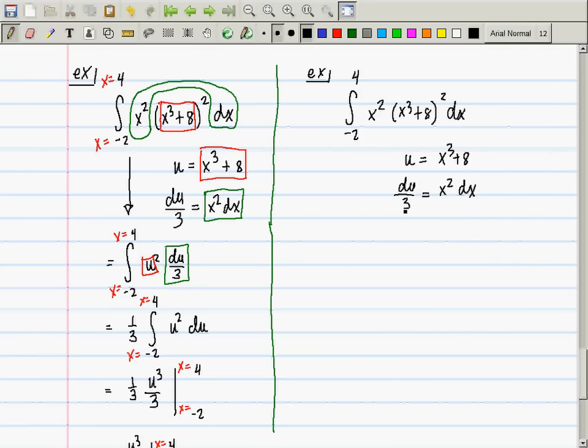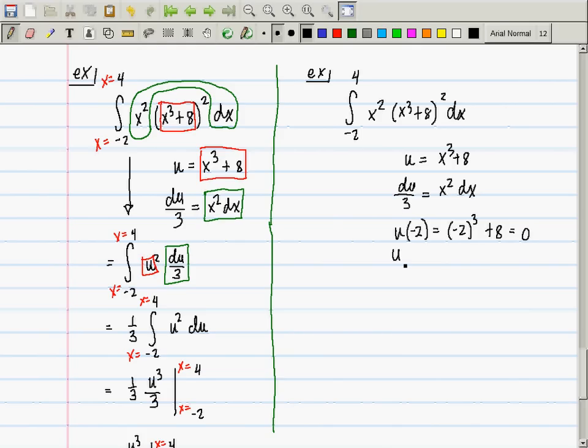That is to say, what are the new limits in terms of the new symbol u? The old symbol was x, and the old limits are in terms of x. So let's make new limits. Specifically, u evaluated at negative 2. What do you get if you plug in negative 2? You get 0, because that is negative 2 cubed plus 8. Negative 2 cubed is negative 8, plus 8, that's 0.